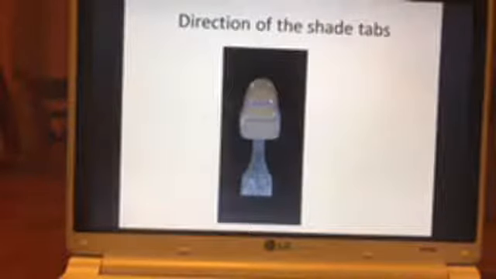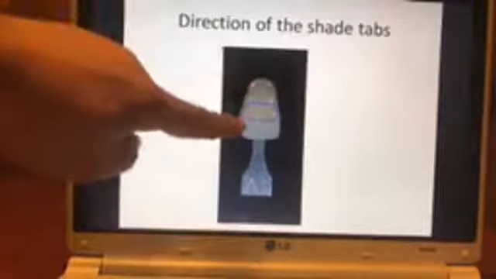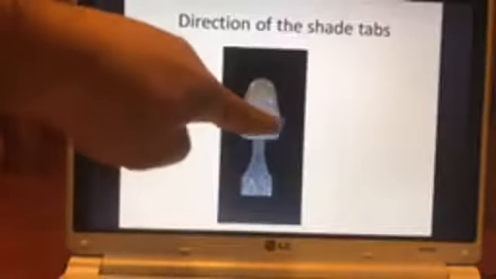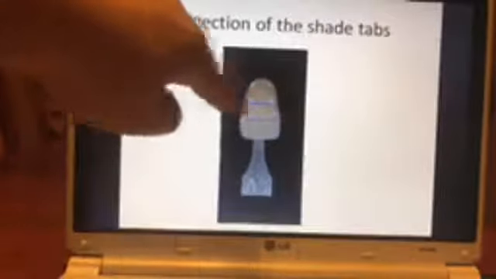Here, the direction of the shade tabs. This one, I got it from YouTube, so we give the courtesy to the doctor who made this one. Unfortunately, I don't remember his name, but since I'm collecting all the information about color selection, I have to give him the courtesy for this one. So the middle part of the shade tab is the part we care about in color selection.